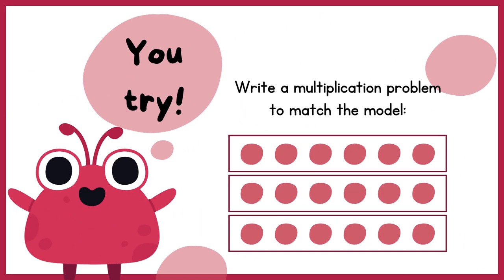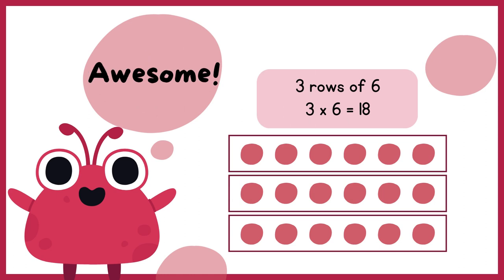You try. Write a multiplication problem to match the problem. It's 3 groups of 6. Let's see. Yes, it's 3 rows of 6. 3 times 6 will equal 18. 1, 2, 3, 4, 5, 6, 7, 8, 9, 10, 11, 12, 13, 14, 15, 16, 17, 18.